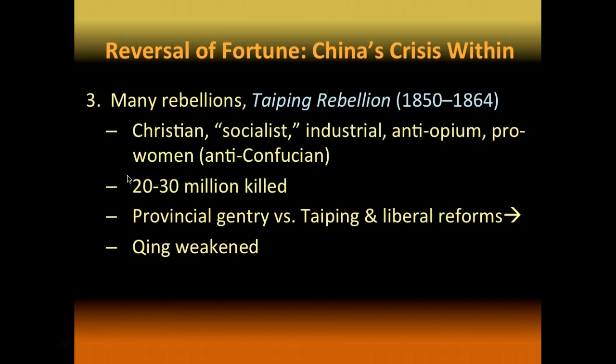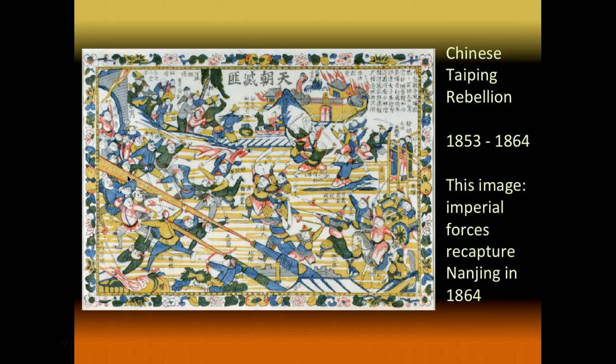So keep in mind, again, this is the middle of the 19th century, middle of the 1800s. And here's an image of the Chinese Taiping Rebellion. Taiping rebels captured the city of Nanjing in 1853, making it their capital. It wasn't until 11 years later, in 1864, that imperial forces, the government forces, retook the city, as illustrated in this Chinese print. And this effectively ended the Taiping uprising.